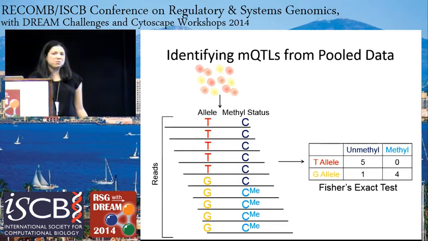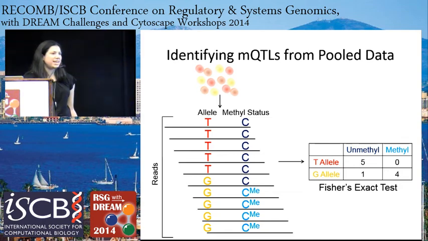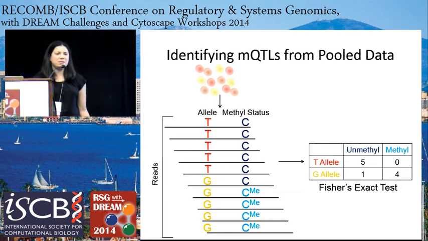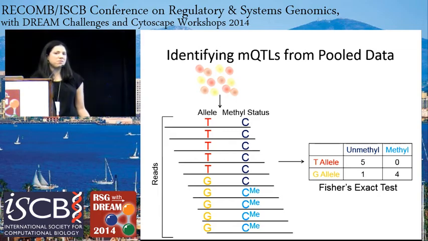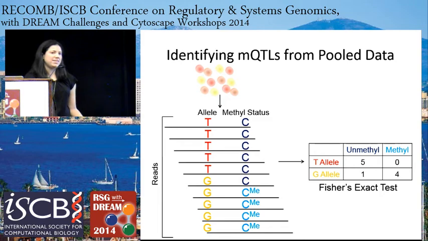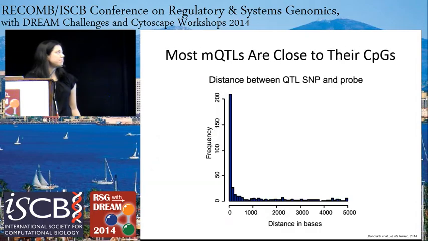So in this toy example, we can see from these reads that there is an association between the allele of the SNP and the methylation status of the cytosine, even though we might not know which particular individual each read comes from. The way we quantify the significance of the association is that we count up the number of combinations of each allele and methylation status pair, and then we use Fisher's exact test to quantify the significance of the association.